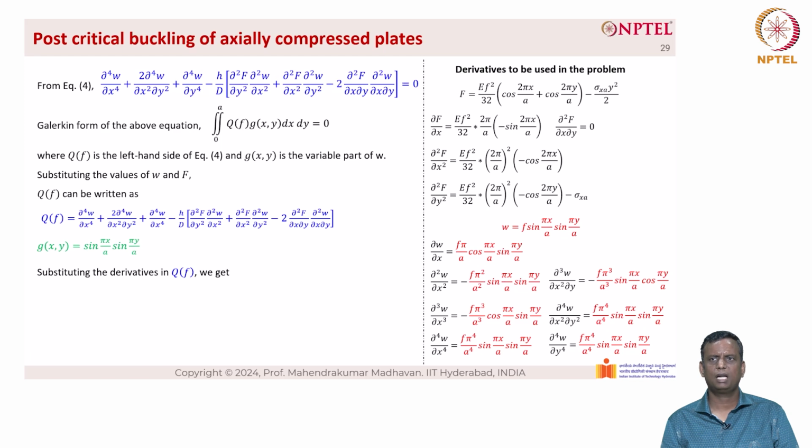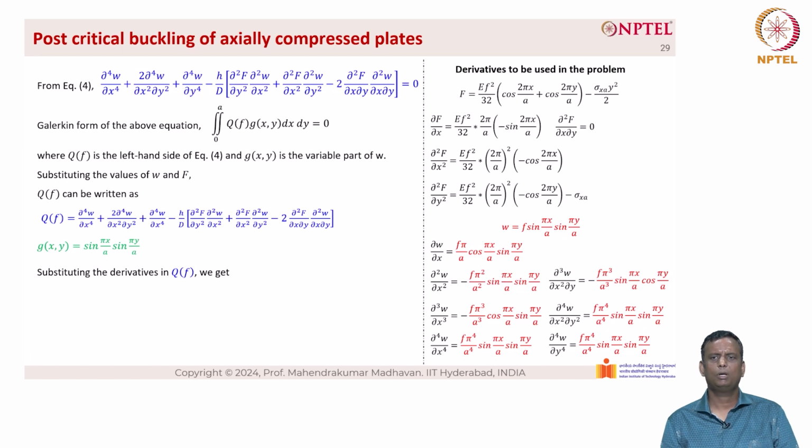And we have the deflection function. W is described as f into sin pi x by a into sin pi y by a. We have already done this derivation, which is ∂w/∂x equal to f pi by a into cos pi x by a into sin pi y by a. ∂²w/∂x² equal to minus f into pi square by a square into sin pi x by a into sin pi y by a. And then we differentiate it one more time with respect to y, which is ∂³w/∂x²∂y equal to minus f into pi cube by a cube into sin pi x by a into cos pi y by a.